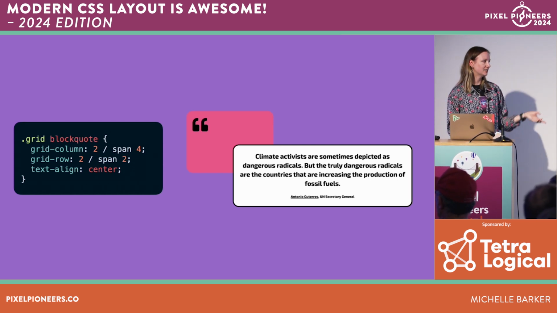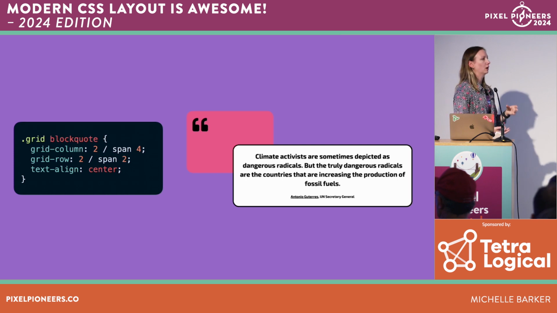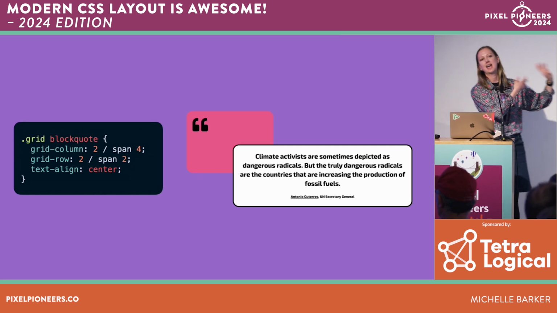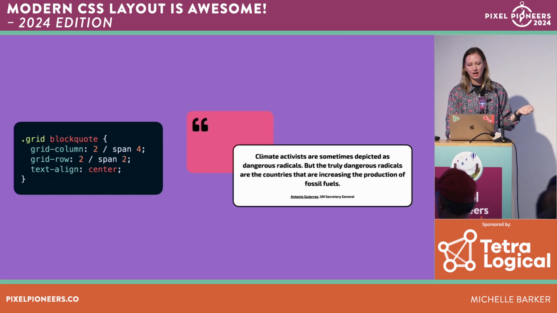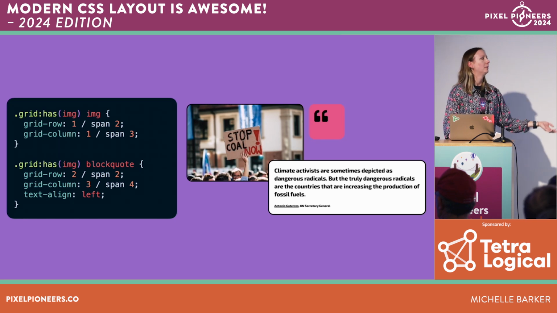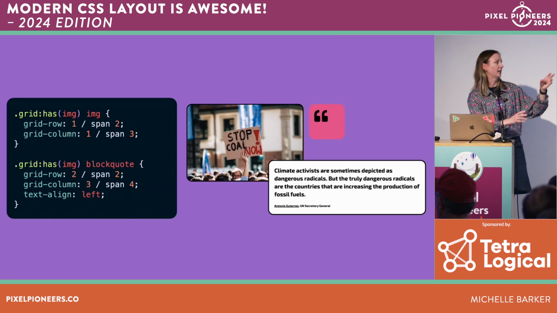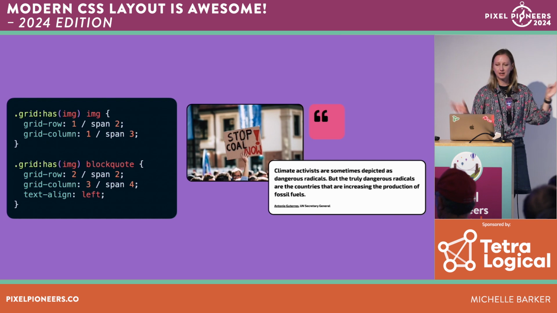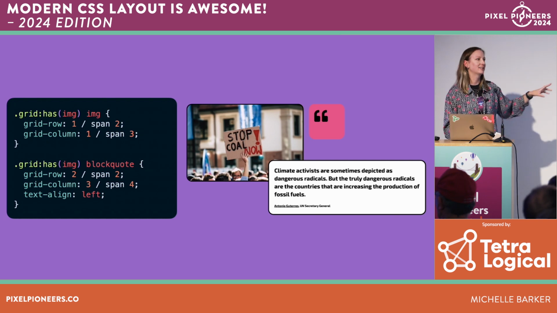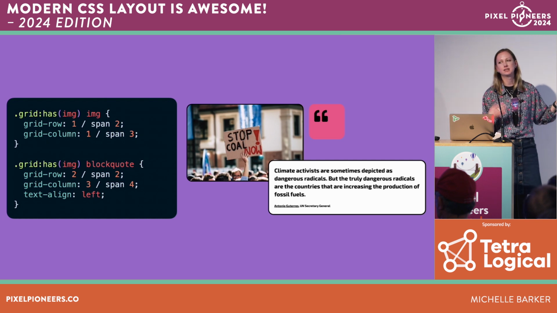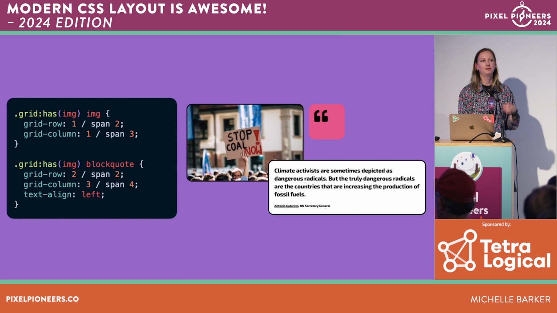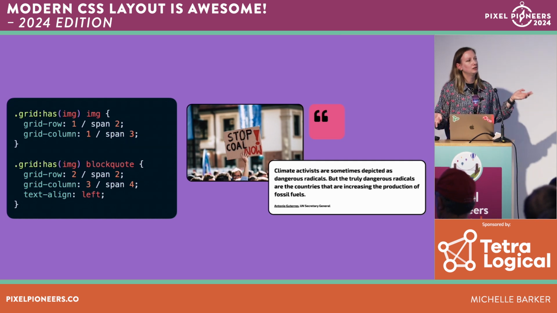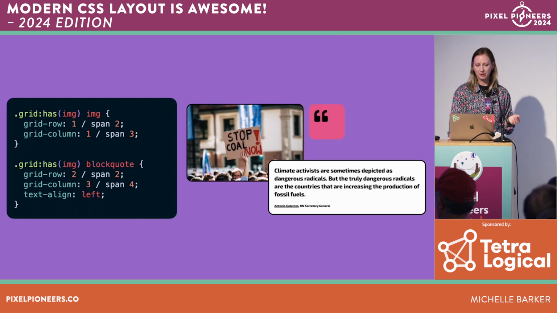So we could show a different layout for our component depending on whether a particular element is present. So we have this grid component. It has a blockquote that we position like this with the text center aligned. But if that quote has an accompanying image, then maybe we'll lay out our grid differently. We'll shift items around and we'll align the text to the left. We can do that with :has. And we can also do a similar thing for, say, a figure. We could lay that out differently depending on whether a figure has a figcaption or not. So this is all stuff we can do right now. It's now supported in all browsers.